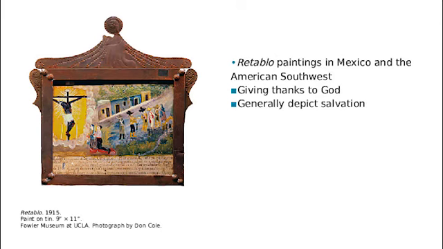Another form of folk art are these retablo paintings, which are usually found in Mexico and the American Southwest. This one, we don't know who the artist is, but a retablo painting is basically a painting on tin that has a sort of built-in frame to it out of that tin. So the artist also metalworks and puts time and care into the framing of the piece as well. And these are generally very Christian, very religious pieces. They usually give thanks to God or depict salvation in some way. So that's another example of folk art, but with a more religious background.